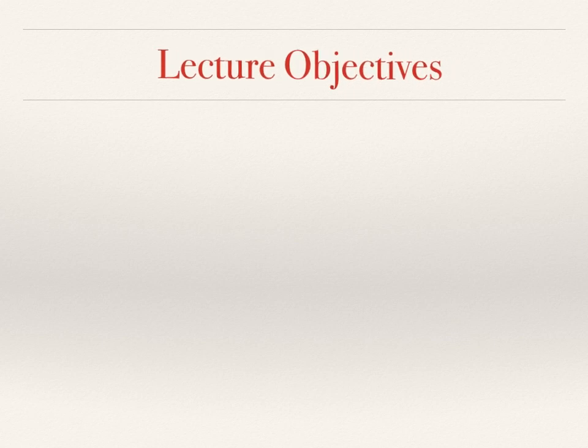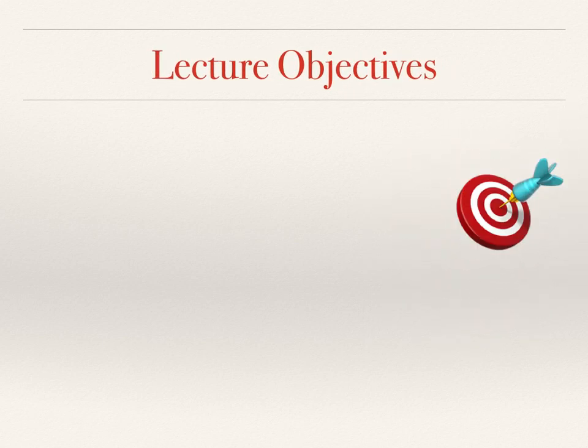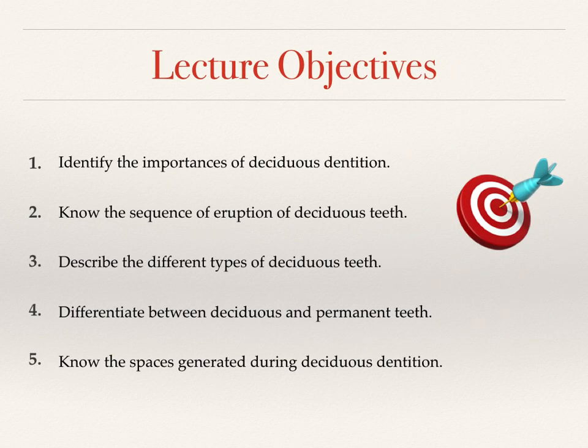Lecture objectives. Identify the importance of deciduous dentition. Know the sequence of eruption of deciduous teeth. Describe the different types of deciduous teeth and differentiate between deciduous and permanent teeth, and know the space generated during deciduous dentition.